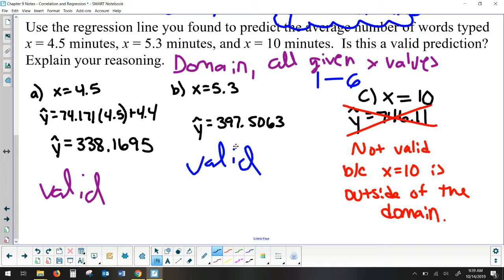All right, give you a second to get that written down. So far, so good. Moving on.